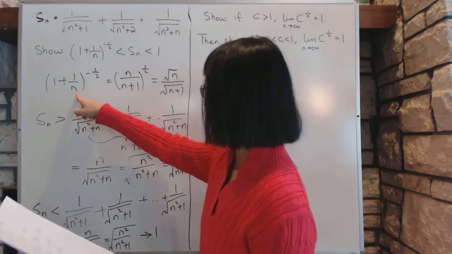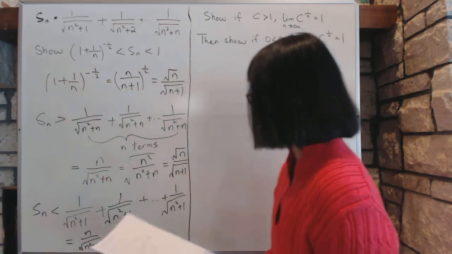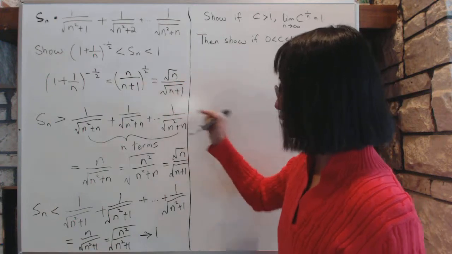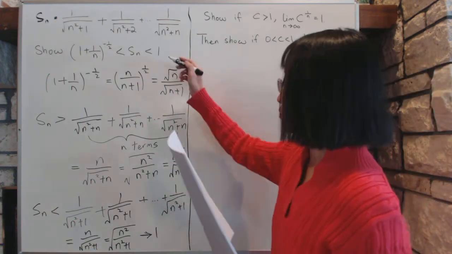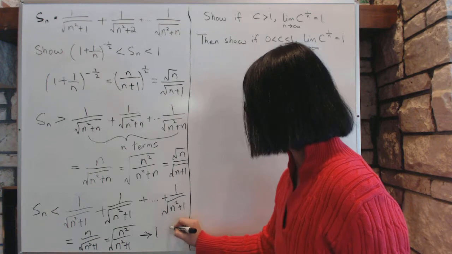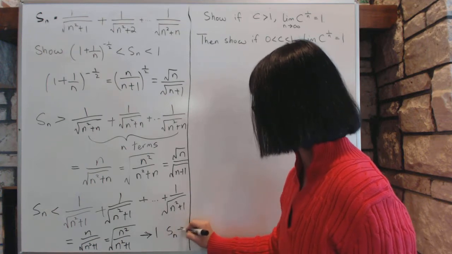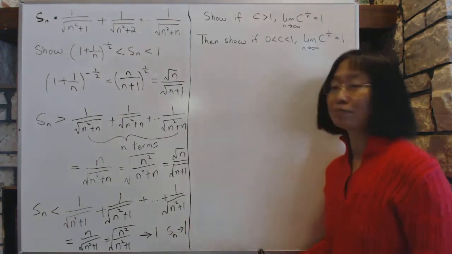As n goes to infinity, this value goes to 1, which shows that since Sn is squeezed by 1 on both ends, we have proven, therefore, that Sn is going to go to 1. And that concludes our proof.